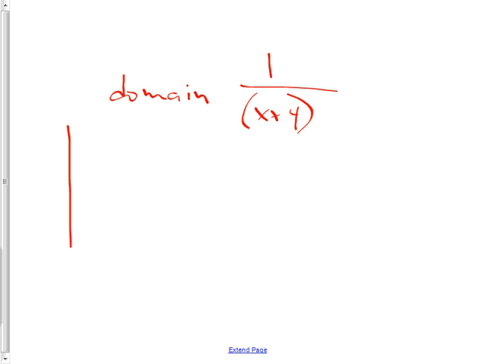This is harder though. What's the domain of something like this? 1 over x plus 4. These you do not want to try to draw a picture for. Yes, it's true, it does kind of look like this, if you remember that function, but I wouldn't try to draw the picture for it. There's a mathematical way to do the domain.